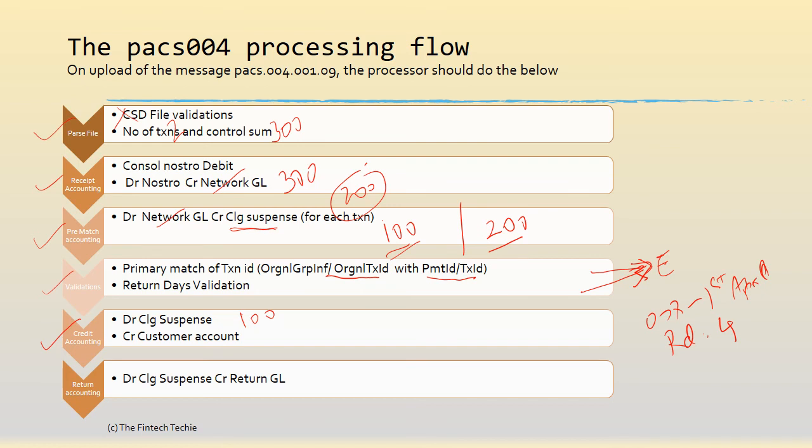So finally, we do what is known as a return accounting. We say that, okay, this return is successful, but the 200 transaction is not returned successfully. So I cancel the return. So at this moment, I do a cancel return accounting, which means I debit the clearing suspense and credit the return GL. Now this return GL could be the same as the network GL, but it could be a different GL as well. So in this way, we are actually negating the clearing suspense as well at the end of the return accounting. So this is how a simple 6 or 7 steps of pacs.004 processing works in a product processor.